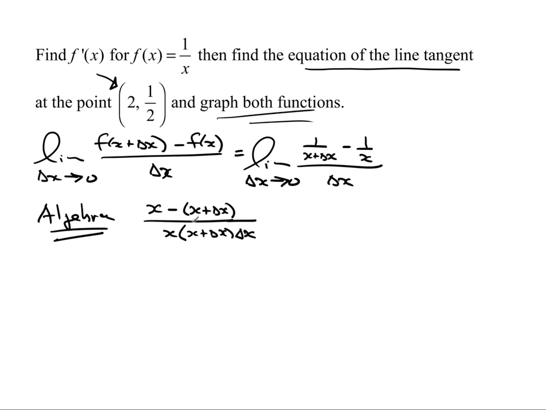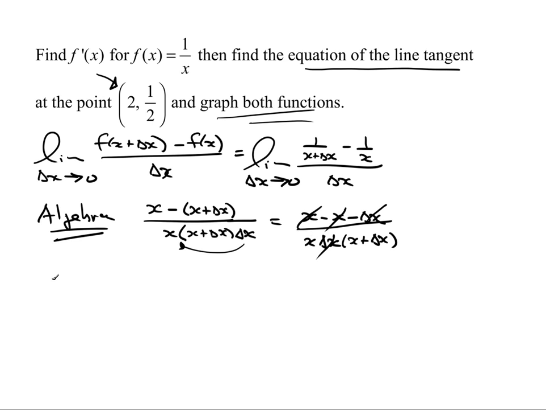Now, when I drop these parentheses, I'll get x minus x minus delta x over x. Whoops, that wasn't an x. I was thinking a step ahead there. I just moved that over there is all I did. Times x plus delta x. Well, these x's are going to cancel. This delta x is going to cancel.